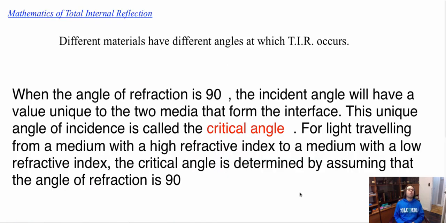So, when an angle of refraction is 90 degrees, the incident angle will have a value unique to the two media that form the interface. This unique angle of incidence is called a critical angle. For the light traveling from the medium with high refractive index to a medium with a low refractive index, the critical angle is determined by assuming the angle of refraction is 90 degrees.